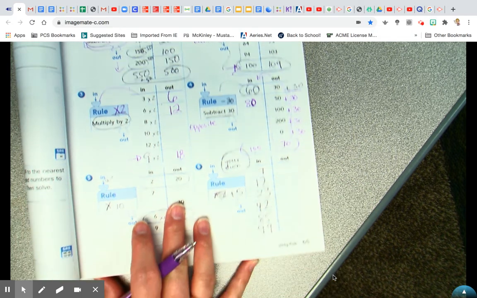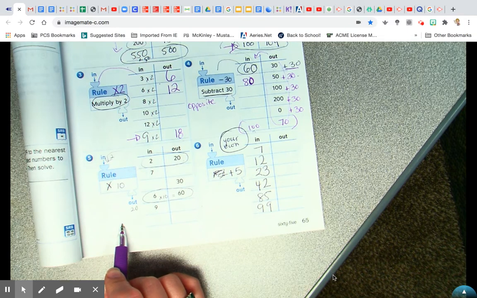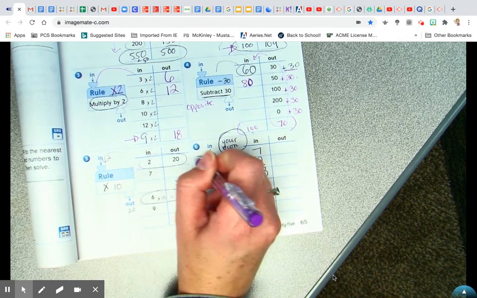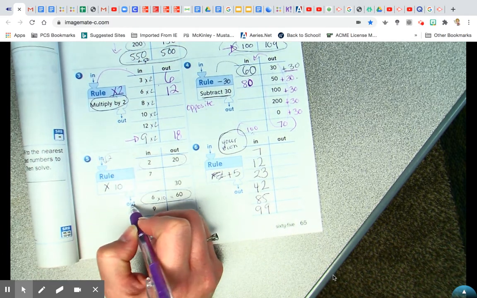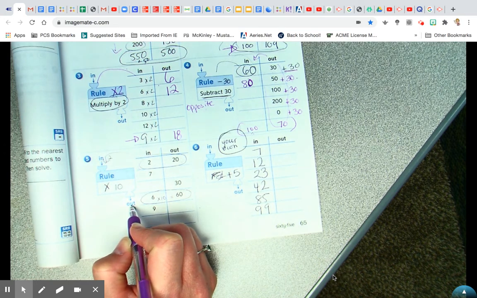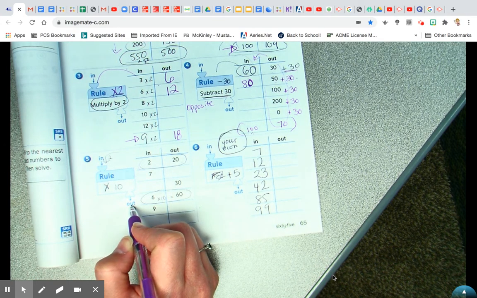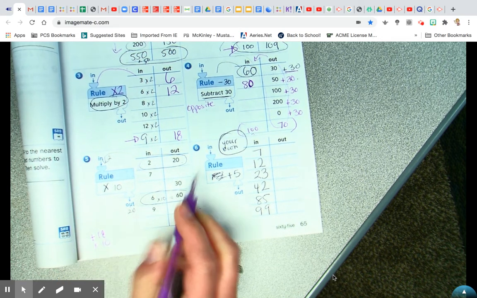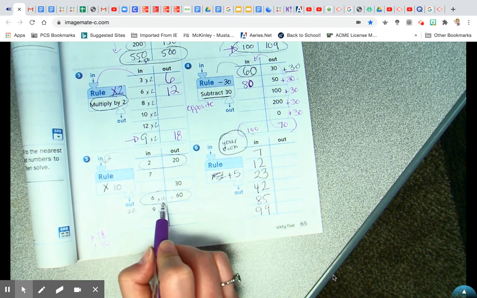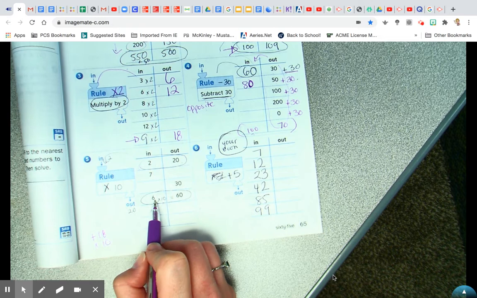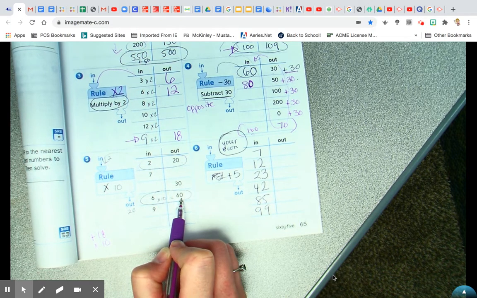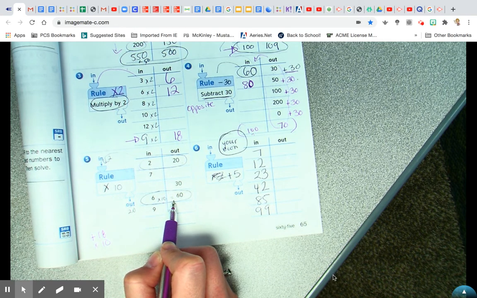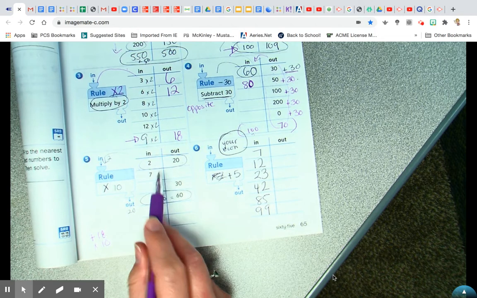Number 5, we figured out the rule in class today was times 10. Let's just double check. Here is my 2 and my 20. If I put a 2 inside, it's going to come out a 20. How did I do that? Someone said earlier, maybe we added 18. So we could either add 18 or times 10. In order to figure out which rule it is, you have to go to another set and try it. If I did 6 plus 18, it's not going to give me 60. But if I did 6 times 10, that one will give me 60. So that's how you know what the rule is. You have to try it on a couple of them.